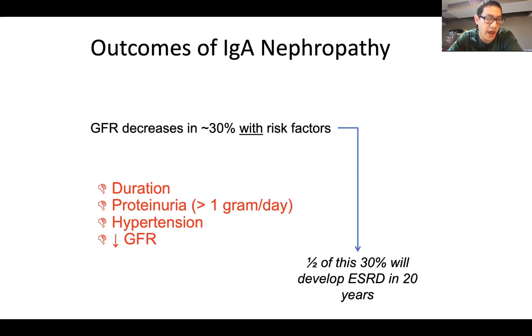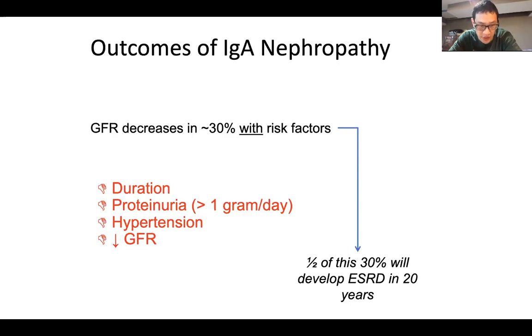So patients who have risk factors, let's say they have proteinuria of more than 1 gram a day or hypertension, even those patients are not guaranteed to end up on dialysis. If you look at those patients who have those risk factors and you look at them over 20 years, only about 30% will end up on dialysis. Okay, so it's a real slow progressive disease. And there are hopefully some things that we can use to alter that course over 20 years.